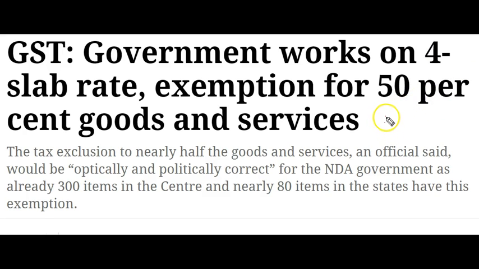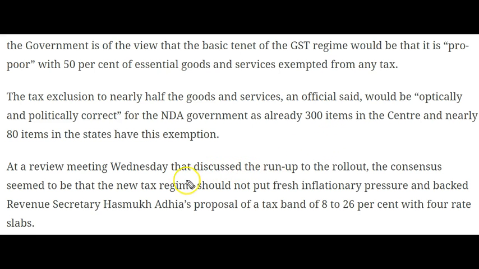According to the central government, 50% of the essential goods and services will be exempted from any tax. It means GST will be called pro-poor because 50% of the essential goods and services are exempted from any tax. So another basic point with respect to implementation of the goods and services tax is that GST should not put any fresh inflationary pressure.